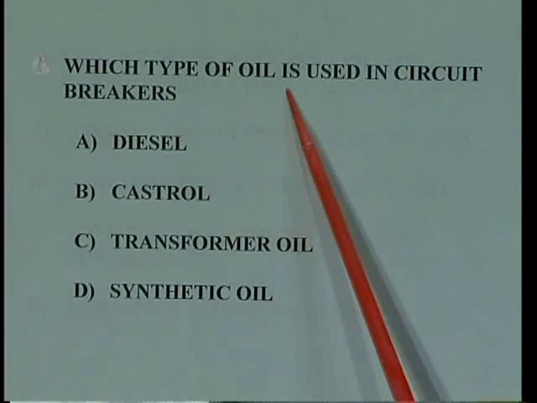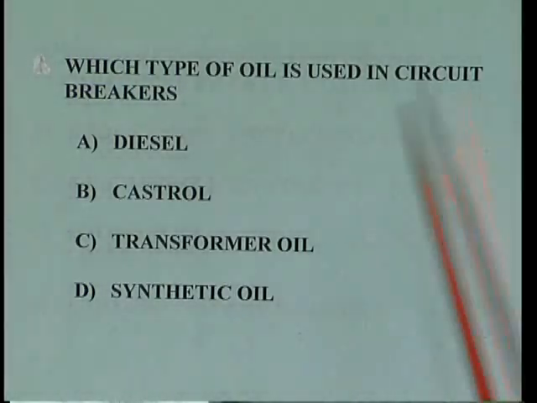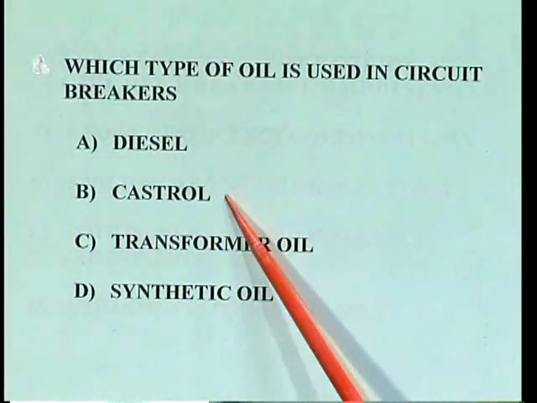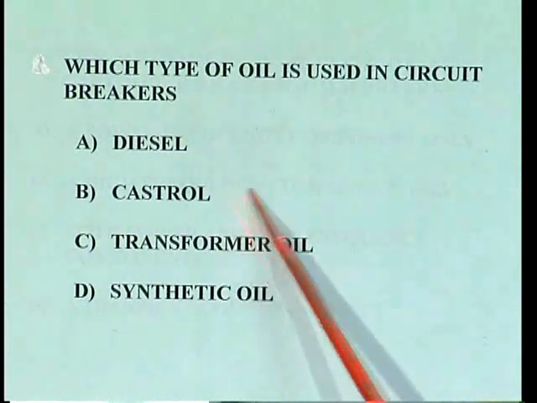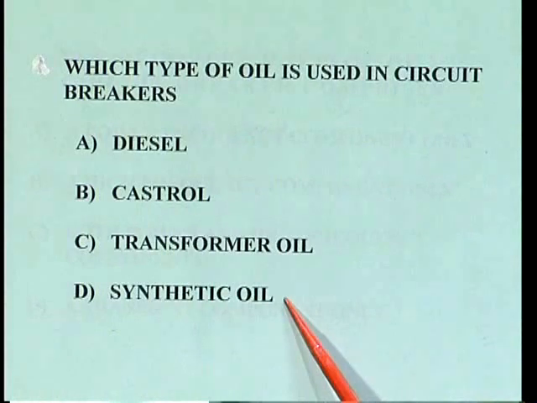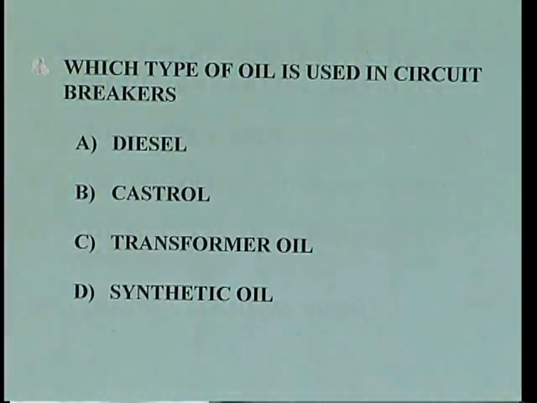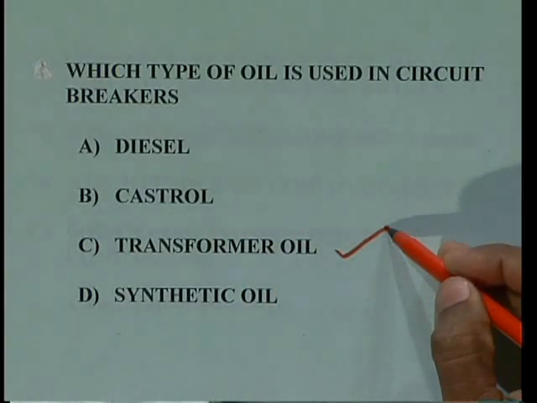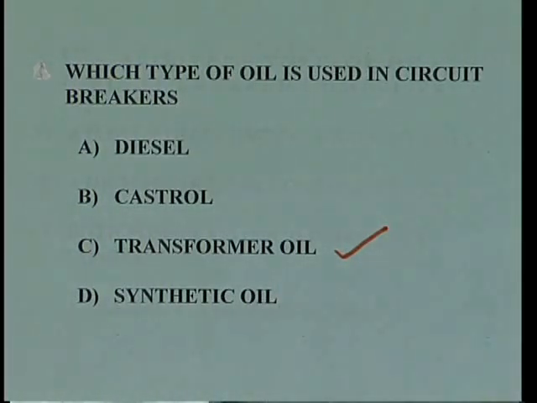Which type of oil is used in circuit breakers? A. Diesel, B. Castor oil, C. Transformer oil, D. Synthetic oil. What is the correct answer? The correct answer is transformer oil. Now the next question is like this.